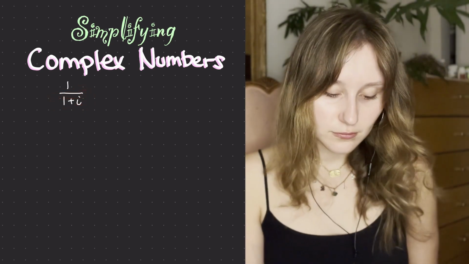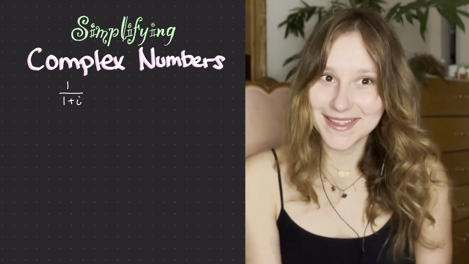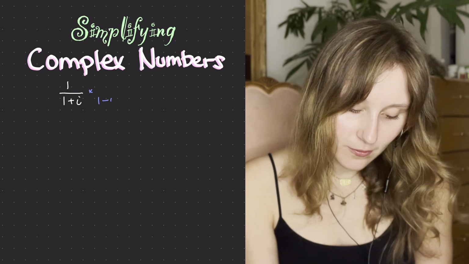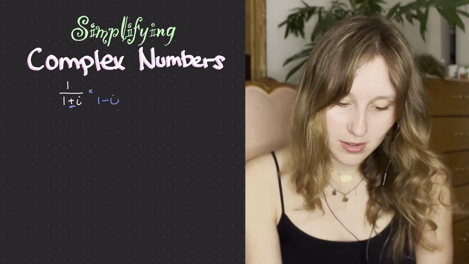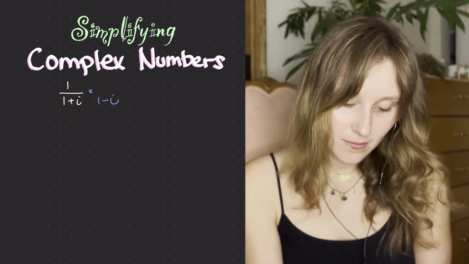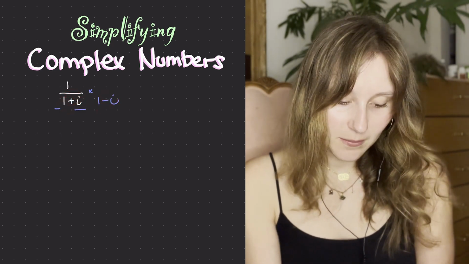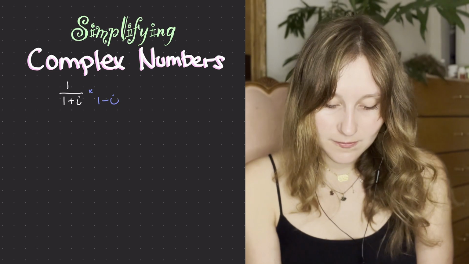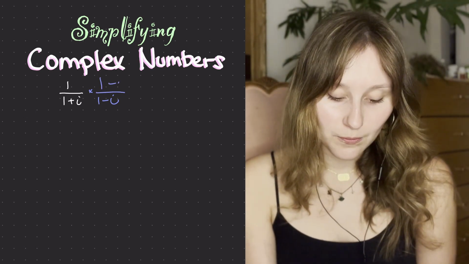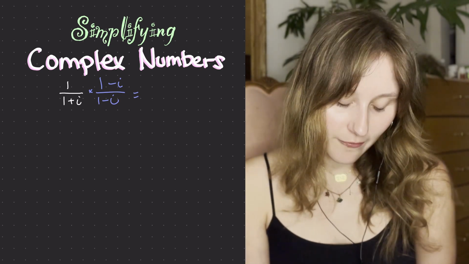So what do we do? We multiply by the conjugate. We do 1 minus i. We just change the sign there. We change the plus to a minus, and we have the same real and complex part, right? And of course, what we do on the bottom, we must do on the top. So, boom. Let's do the top first.